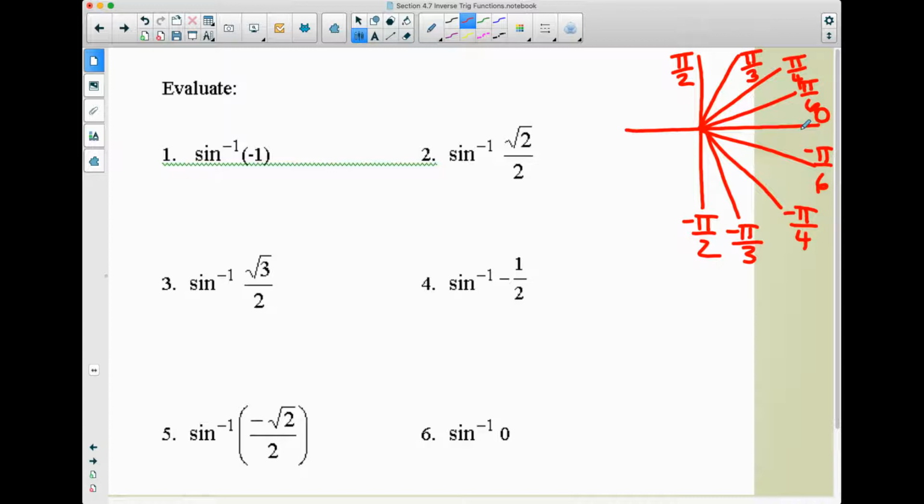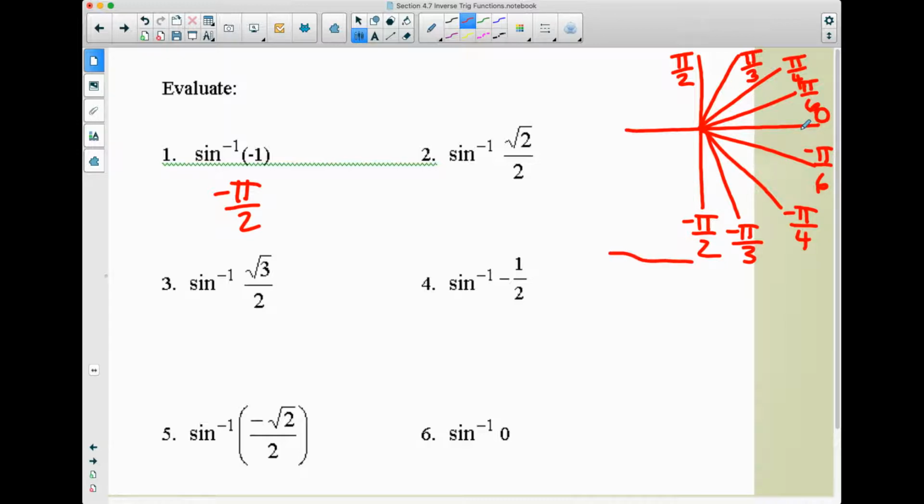Yes, it's annoying to rewrite that. Yes, it's like, oh my goodness, one more thing to do. But now look how simple it is to answer these questions, okay? So now I look at that first one and I say, where is sine -1? -pi/2. And that's my answer. You don't have two answers. You only get one answer.